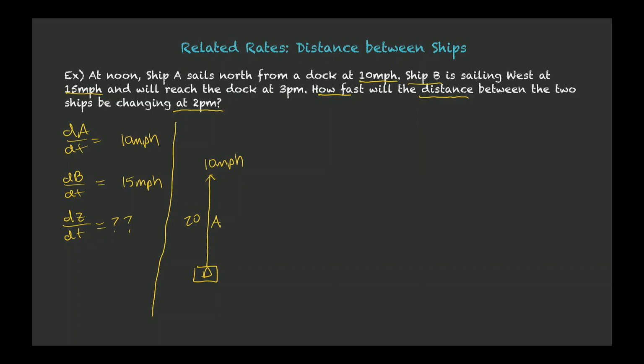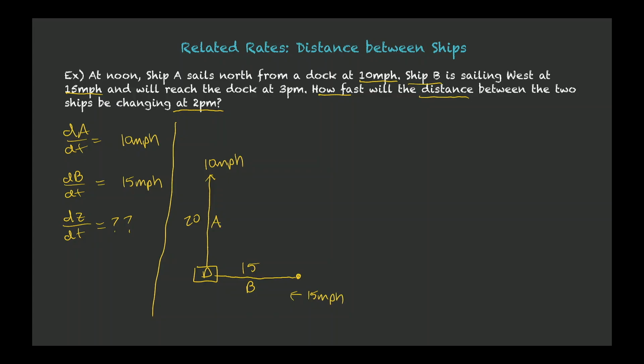All right, now that we've figured out where ship A is, let's figure out where ship B is at 2 p.m. Well, it doesn't reach the dock until 3 p.m. and it's sailing west, which means at 2 p.m. it would still be east of the dock. Okay, so it'll be over here somewhere. Okay, and it takes 1 more hour from 2 p.m. to 3 p.m. for it reaching the dock, and it's going 15 miles per hour. So in that 1 hour, it has to travel 15 miles. Now that side is changing, so I need a variable there. So I'm going to call that B for the distance that B needs to go.